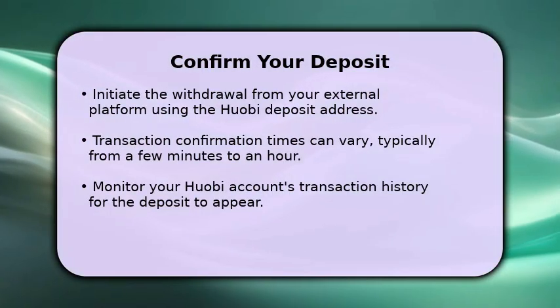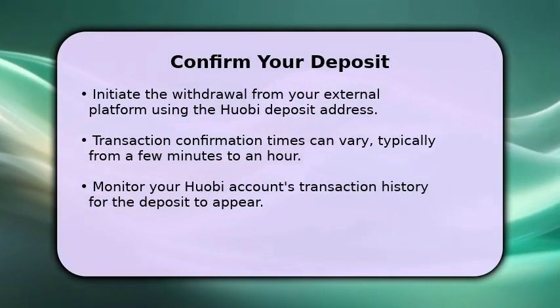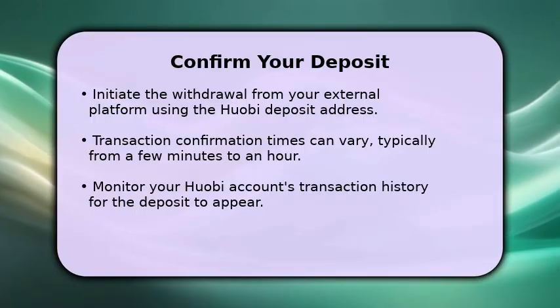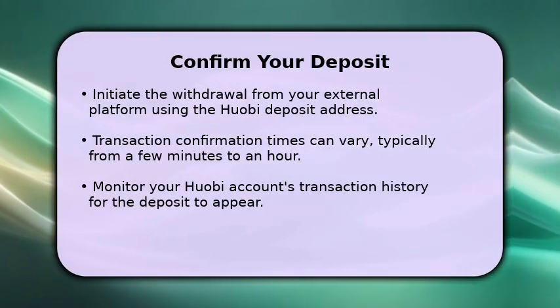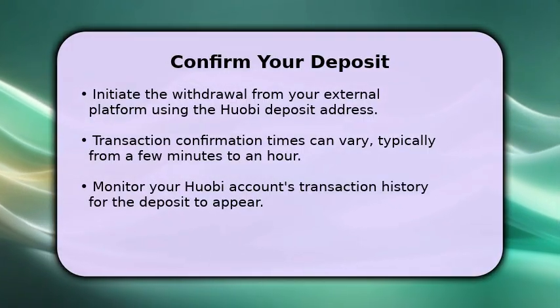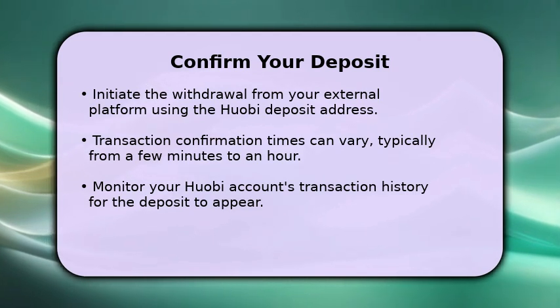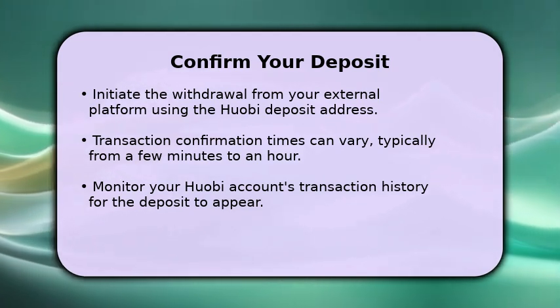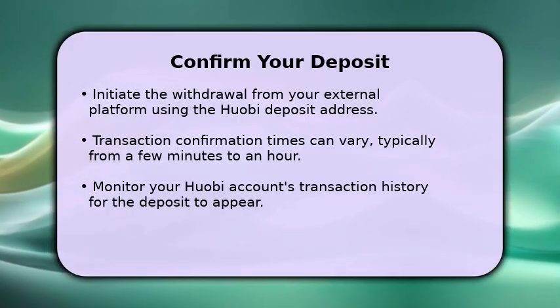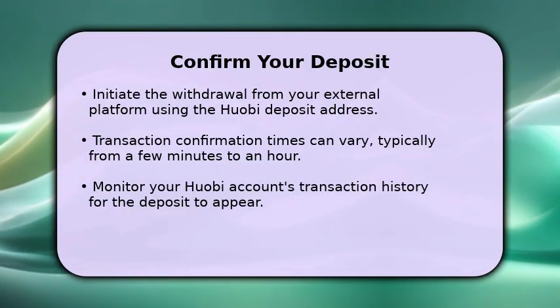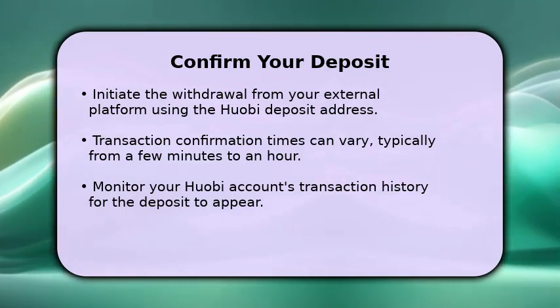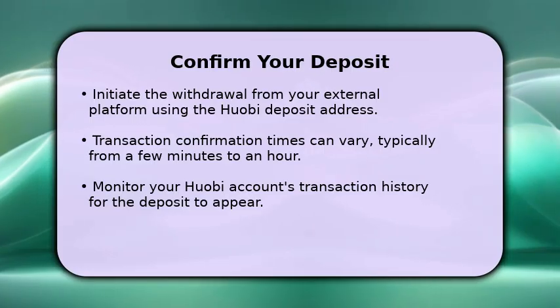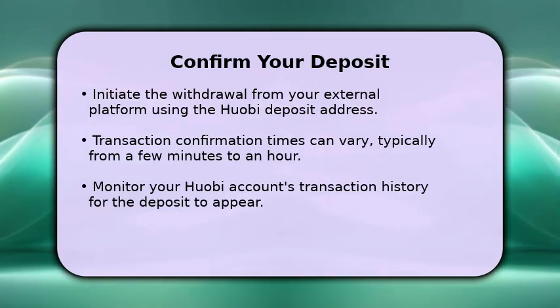With the deposit address correctly entered into your sending platform, you can now initiate the transfer. Once the transaction is sent, it will need to be confirmed on the blockchain. This process usually takes anywhere from a few minutes to about 1 hour, depending on the network congestion and the specific cryptocurrency. You can track the status of your deposit by checking the transaction history within your Huobi account to confirm its successful arrival.